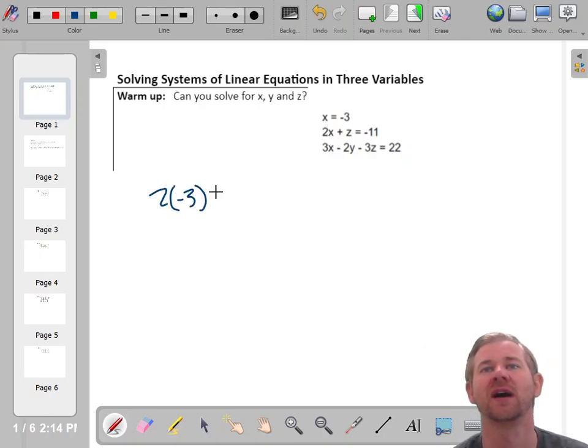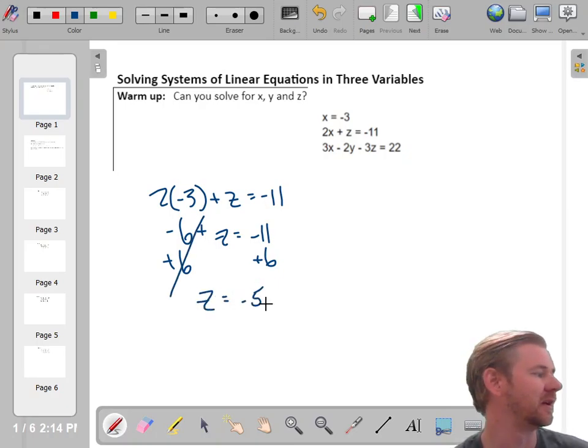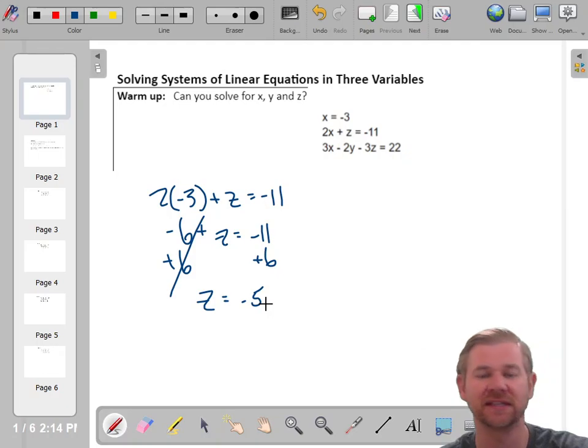I'm going to do 2 times negative 3 plus z equals negative 11. Everywhere I see an x, I'm plugging in negative 3. That's negative 6 plus z equals negative 11. And when you add 6 to both sides, you get z equals negative 5. And once you have z equals negative 5, now we have two of the variables. We can go ahead and get the third.